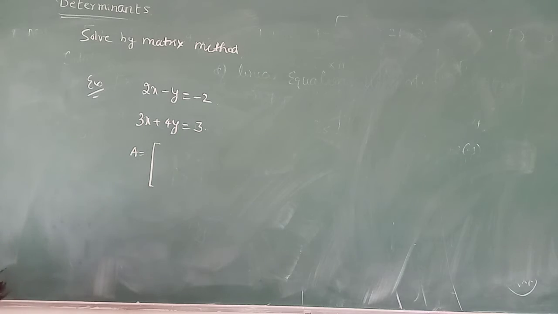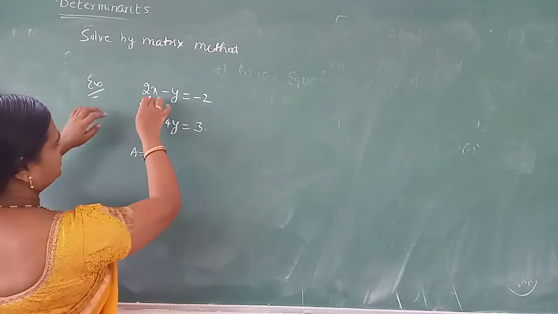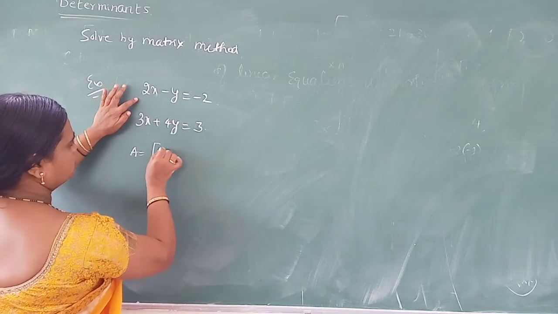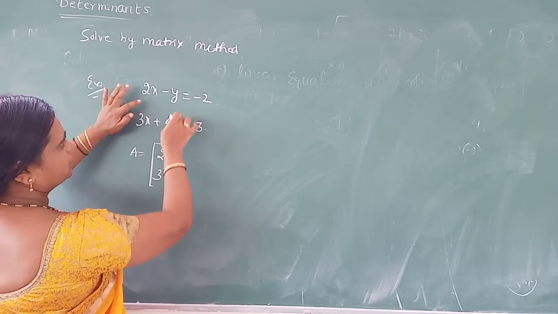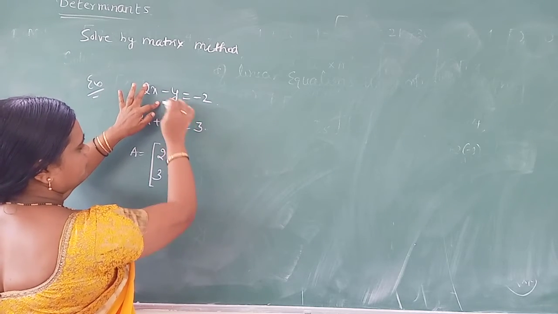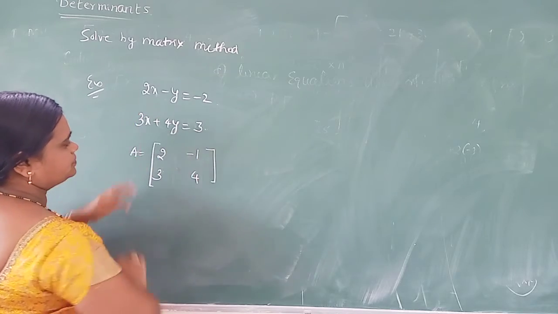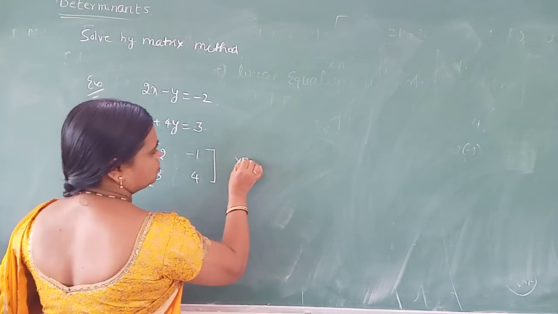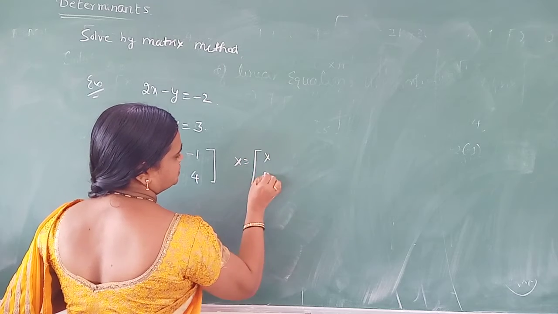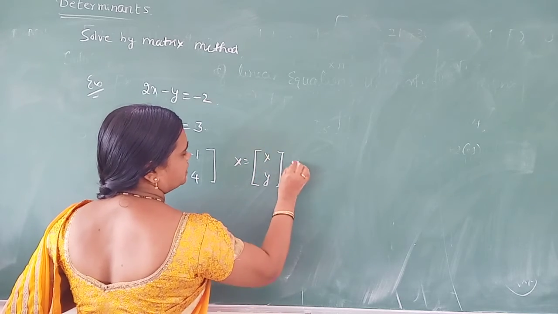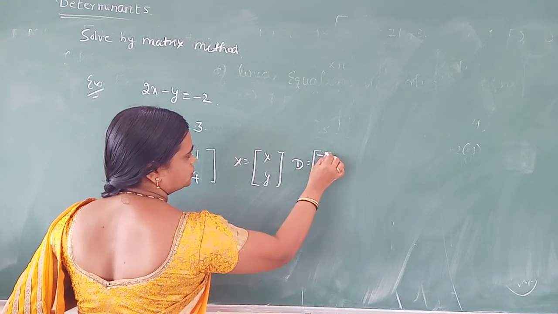Matrix A. First column is the x column, that is 2, 3. Second column is the coefficient of y. What is the coefficient of y? That is here. Next, x. What is our x? X, y. What is our d? Minus 2.